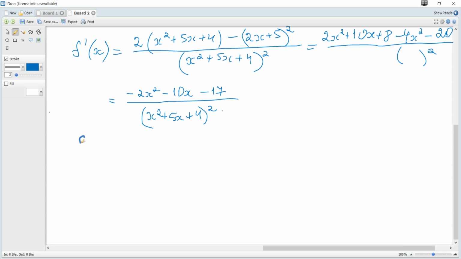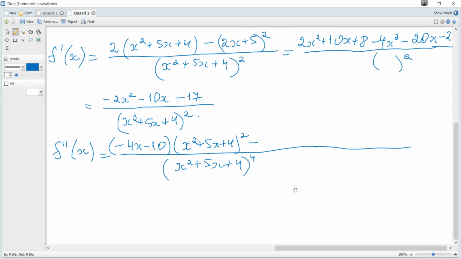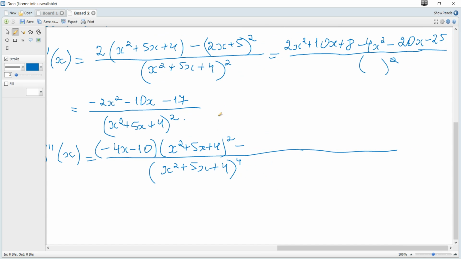So let's continue to find the second derivative. It's also quotient rule, so it becomes denominator again squared, so it's to the power of 4, and numerator derivative, so it's negative 4x minus 10, multiplied by just denominator x squared plus 5x plus 4 squared minus, due to formula, just numerator we can factor out minus, so it becomes plus 2x squared plus 10x plus 17.